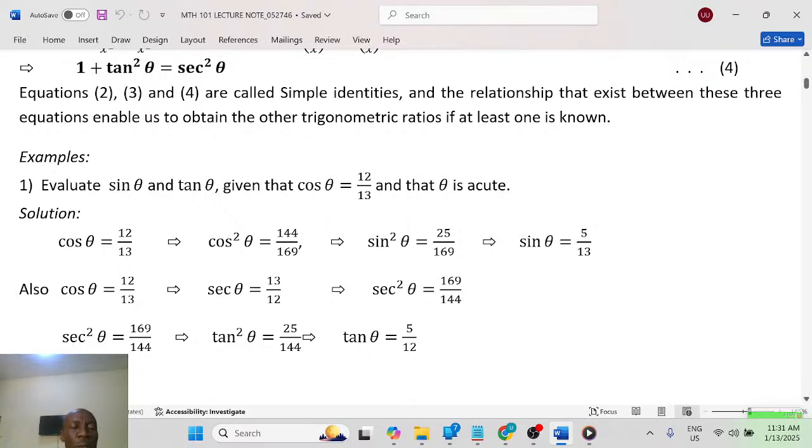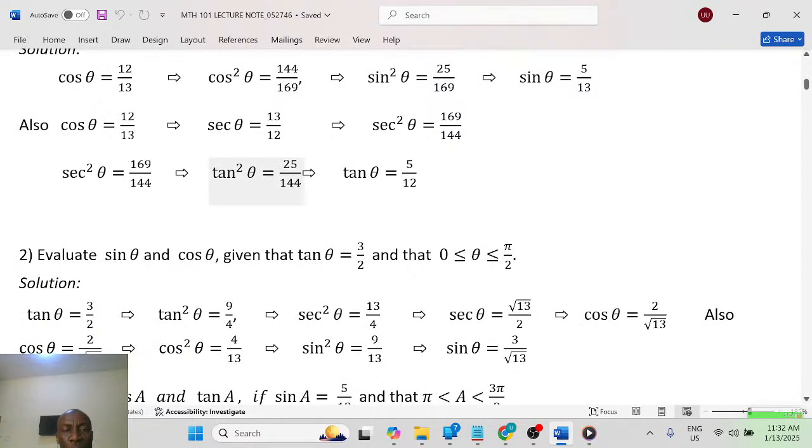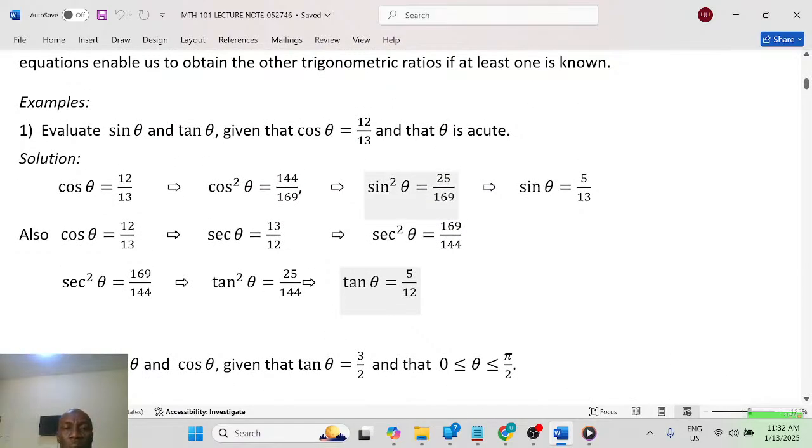Again, we know that cos theta, as it was given to us in the question, is 12 all over 13. Sec theta is equal to 1 all over cos theta. So 1 all over 12 divided by 13 will give us 13 all over 12. Sec squared theta will now be 13 squared, which is 169, divided by 12 squared, which is 144. So applying the third identity, that is equation 4, 1 plus tan squared theta equals sec squared theta, it will give us tan squared theta to be equal to 25 all over 144. The square root of this tan squared theta will give us tan theta. The square root of 25 all over 144 will give us 5 all over 12. So that is how we find the values of sin theta and tan theta as we are asked in the question above.